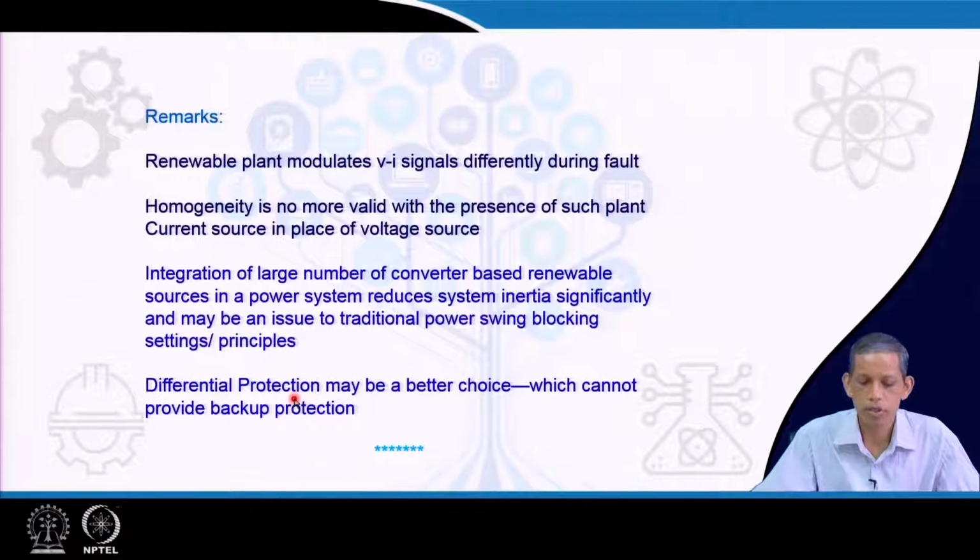Perhaps differential protection may be a better choice in this perspective, but we have already learned that line differential has limitations in terms of synchronization issues, line length, associated communication cost and failure chance also, and furthermore, line differential cannot provide backup protection. So, with this we can conclude on network protection with renewable resources. Thank you.